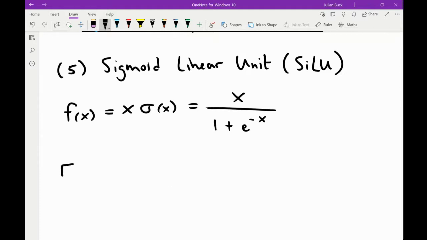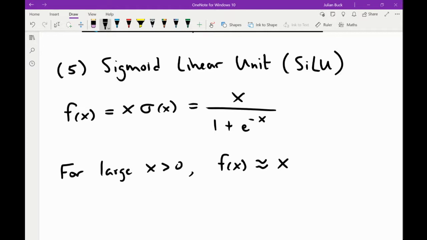Okay, so for large positive values of x, we know that the denominator will be close to 1. So the entire thing is close to x. f of x is roughly x. So as long as x is reasonably large, this behaves like the identity function, so like the positive half of the rectified linear unit.